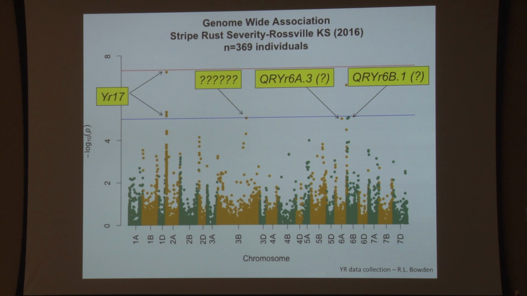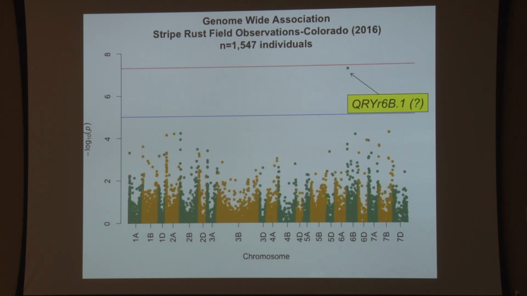A different panel indicated that same YR17 being important, but then a few other QTLs that have so far been uncharacterized. So this is good. It's showing that resistance in the program is not limited to a single gene or a couple of major genes, but there are various loci involved. And then another one on 61, high level of significance, had previously been unreported.